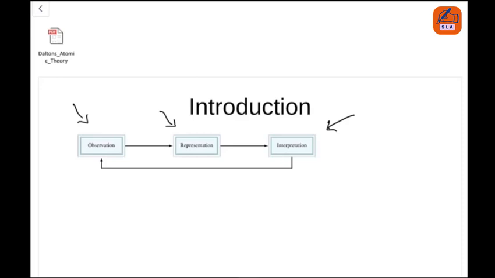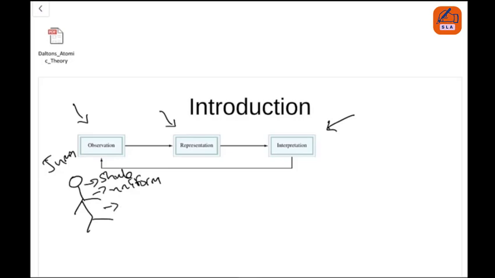For example, tumekaa tunamobserve mtu Juma. Tunamobserve Juma. Juma tumemwona anaenda shule. Kabeba mabegi ya shule, amevaa uniform. Anaenda shule. This is an observation.